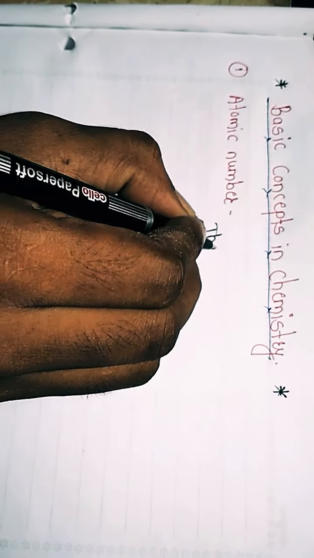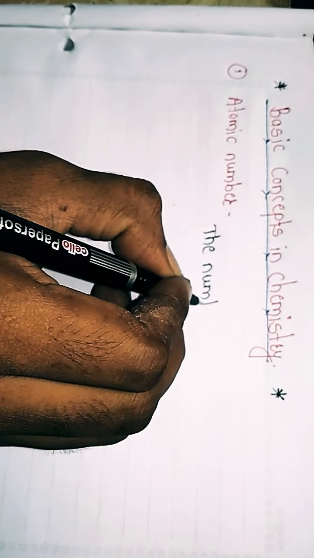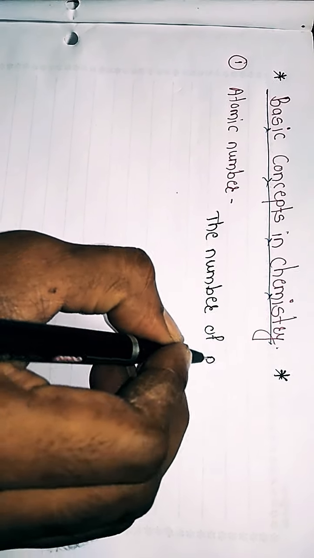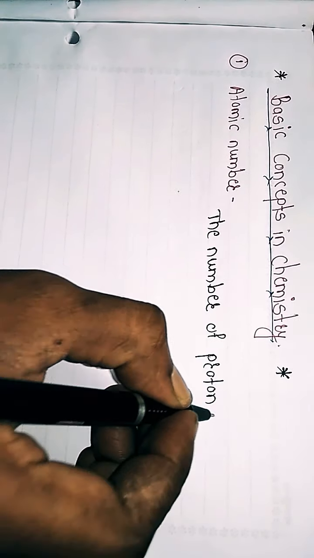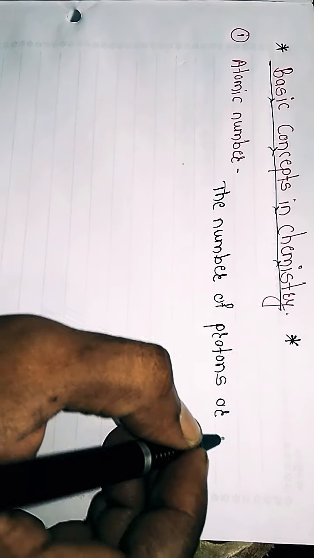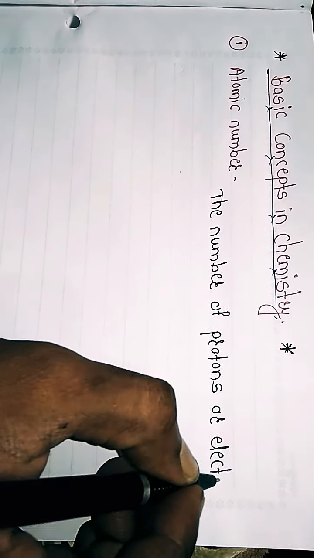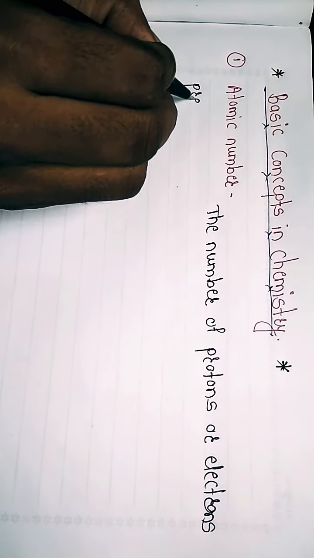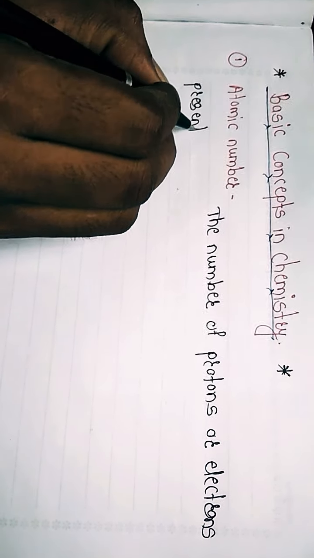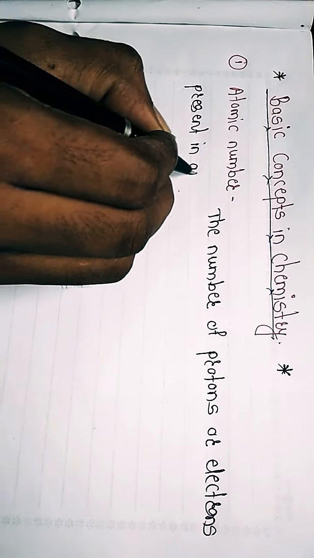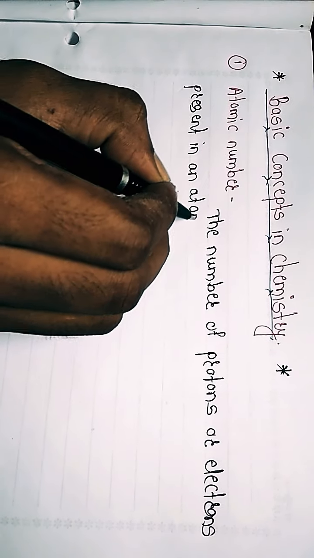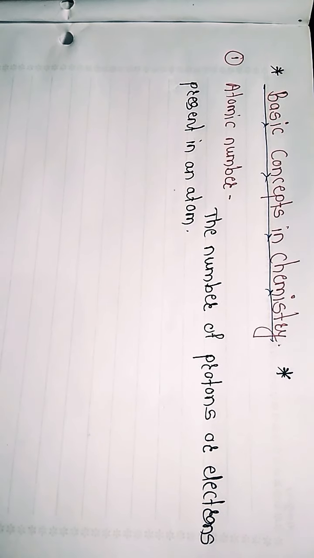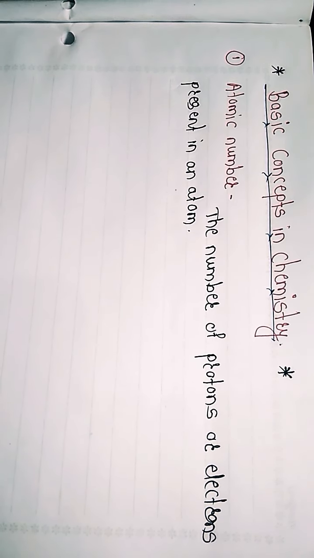Atomic number is the number of protons or electrons present in an atom. Have you got this definition? The number of protons or electrons present in an atom.